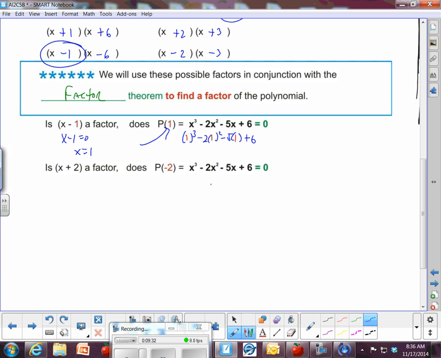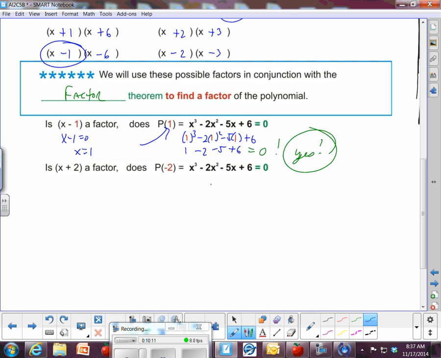Okay, 1 cubed is 1. 1 squared is 1 times a negative 2 is a negative 2. 5 times 1 is negative 5 plus 6. And lo and behold, it does equal 0. And this is a yes. Now I knew it was going to work, and that's why I chose it. Not all of them will work. The second one will also work because I chose it for that reason.